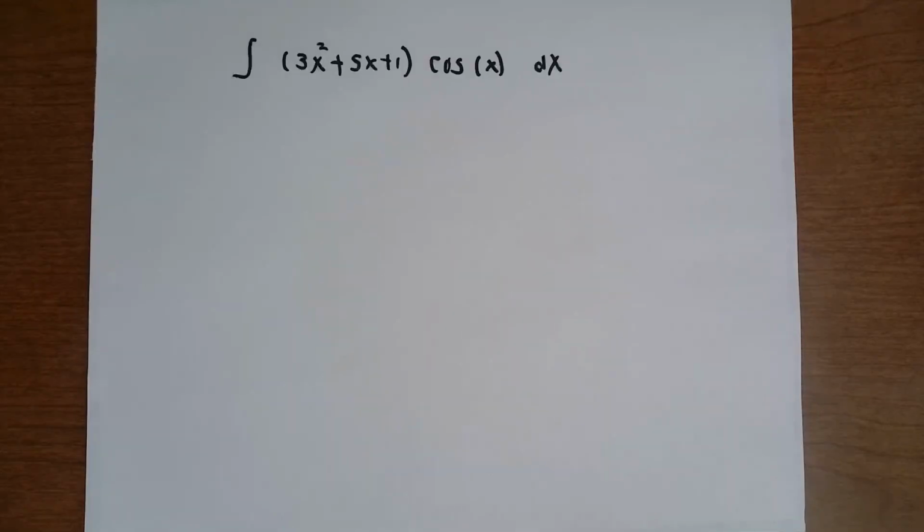To end this introductory video, I'd like to look at one more example that's a little bit more complicated. I'd like to find the integral of the quantity 3x squared plus 5x plus 1 multiplied by cosine x. In view of our preceding comments, it ought to be pretty clear that I ought to make u equal to the polynomial.